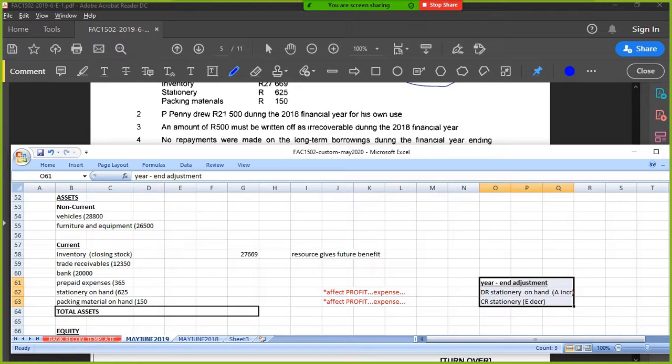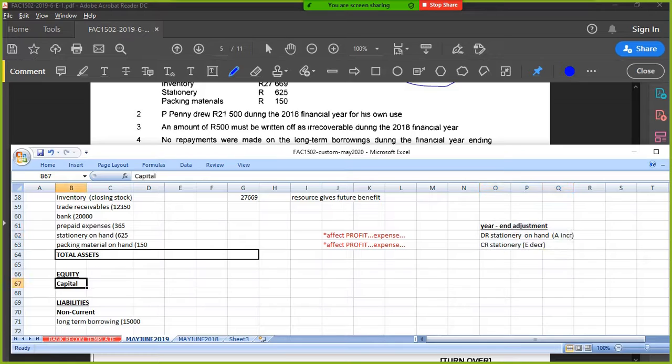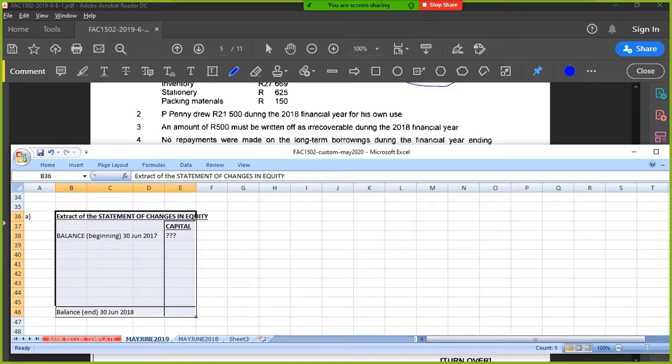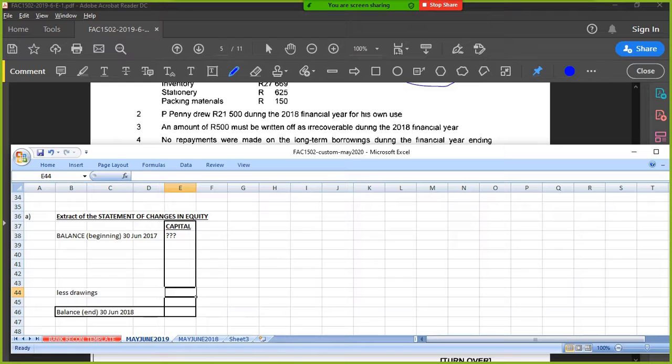Point number 2, P drew 21,500 during the year for his own use. What is that? Drawings. Good. What does drawings affect? Equity. Good. So under equity, as part of this capital, you're going to have minus 21,500. Do you see that? Yes. Here in your extract, there would have been less drawings, 21,500 in brackets as a negative.